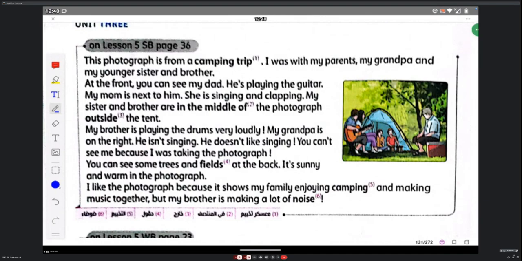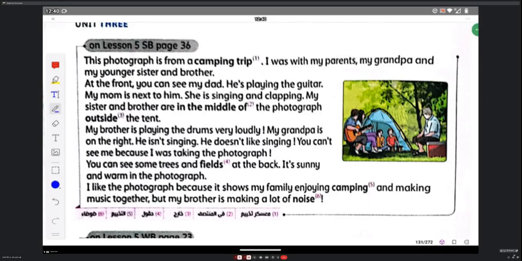This photograph is from a camping trip. I was with my parents, my grandpa, my young sister, and brother. At the front, you can see he's playing the guitar. Mom is next to him. She's singing and clapping. My sister and brother are in the photograph outside the tent. My brother is playing the drums very loudly. My grandpa is on the right. He isn't singing. He doesn't like singing.